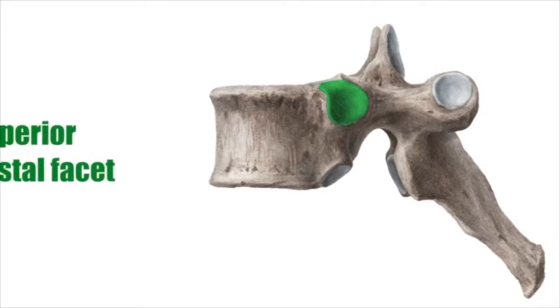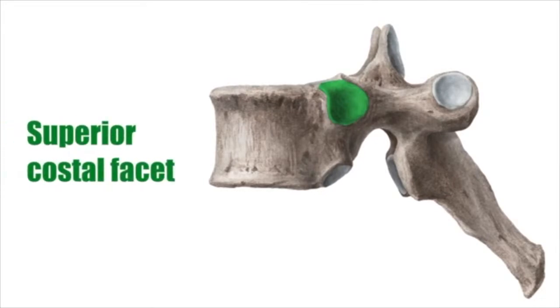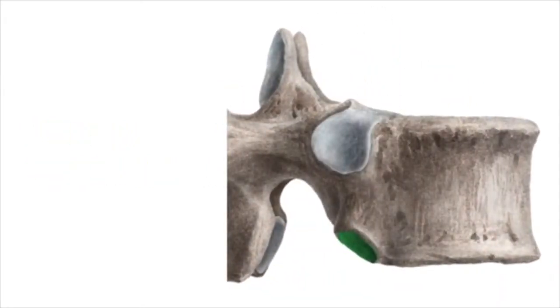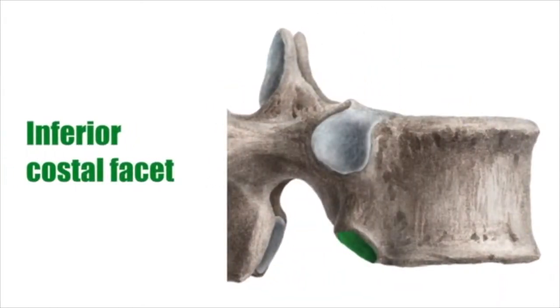The superior costal facet, seen here highlighted in green on this image of the lateral view of the vertebra, is a fossa where the head of the rib articulates. The inferior costal facet also articulates with the head of a rib. However, it is located on the lower edge of the body of the vertebra. The costal facet of the transverse process of the vertebra is a facet for articulation of the vertebra with the tubercle of the rib.